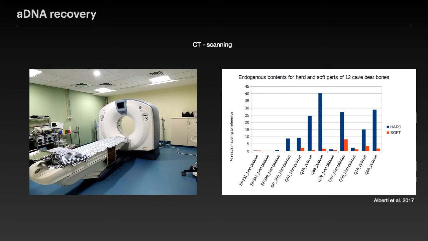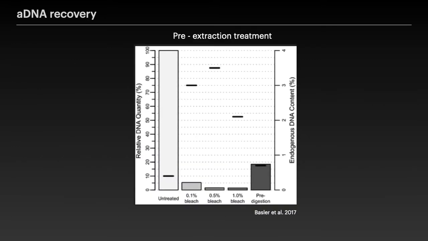So if none of the above applies, if you don't have a CT scanner where you can check the samples, or you don't have access to good samples such as petrous bones or teeth, one can consider doing some pre-extraction steps. So basically treating the samples with some sort of chemical. Usually people use bleach, or perform a pre-digestion step with a lysis buffer, where after performing a first step the first extracted elements, which are expected to contain the most contaminants, are removed, and then the rest is digested further.